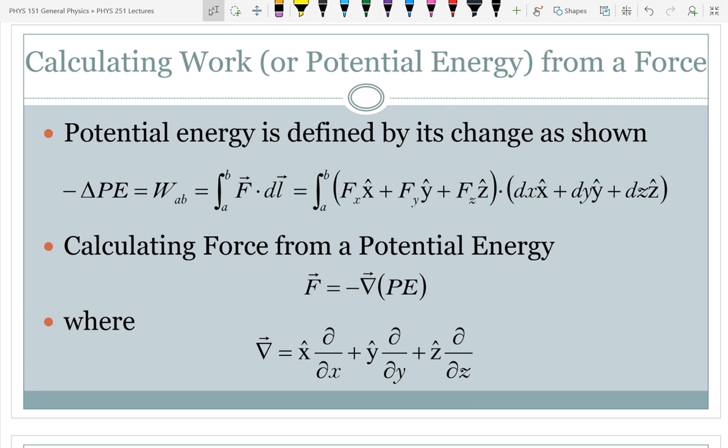It's defined simply as the change of potential energy between point A and point B is minus the work done in moving from point A to point B. And so here I have written out that equation. Work is force dot distance. Dot means parallel. And so for Cartesian coordinates, this here is in Cartesian coordinates.